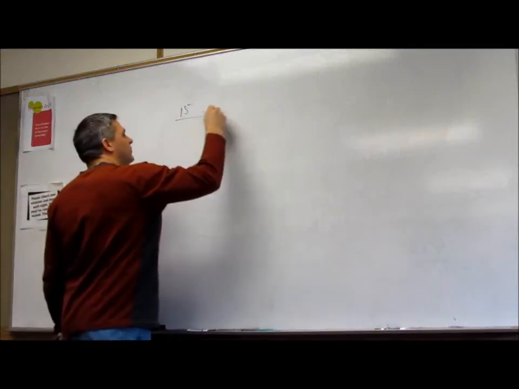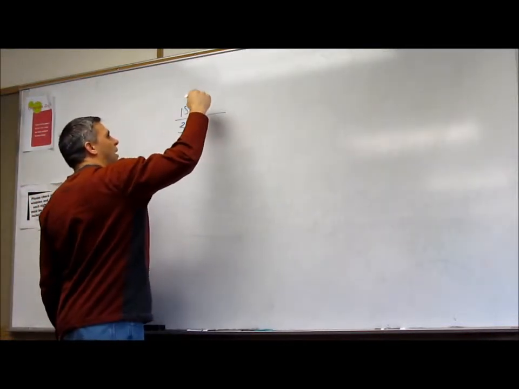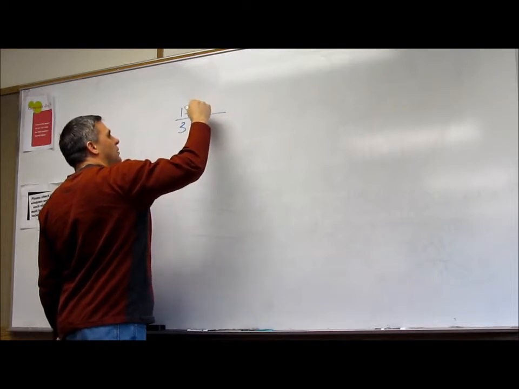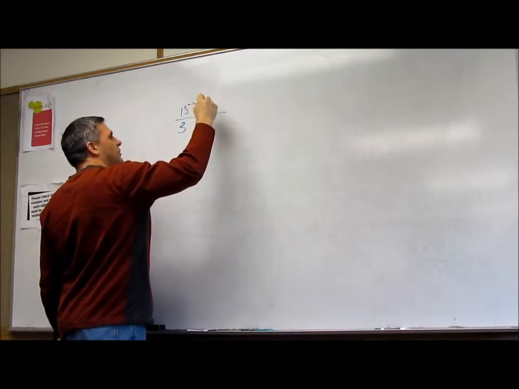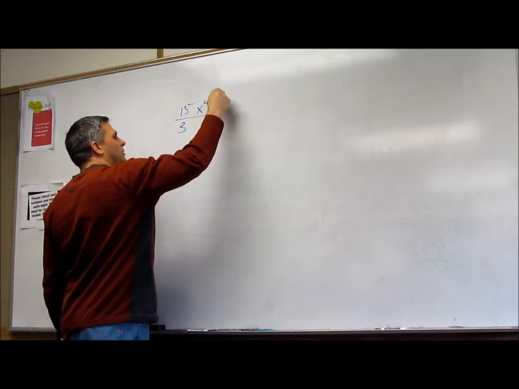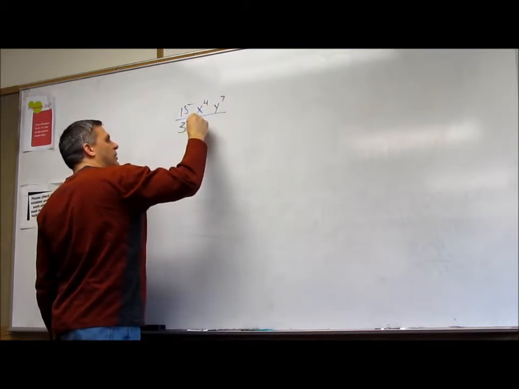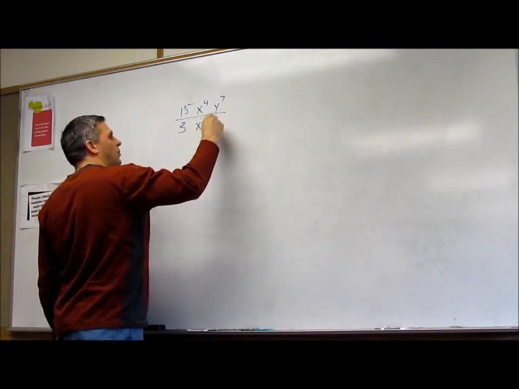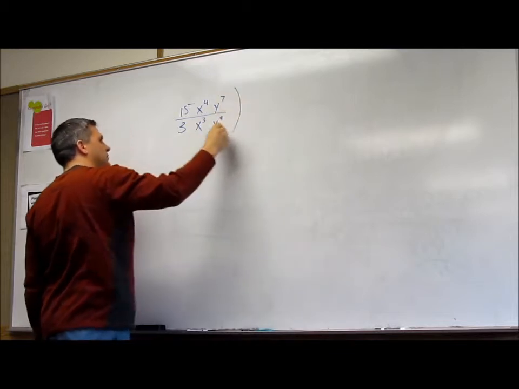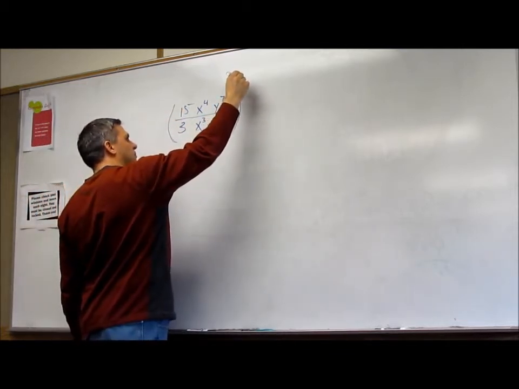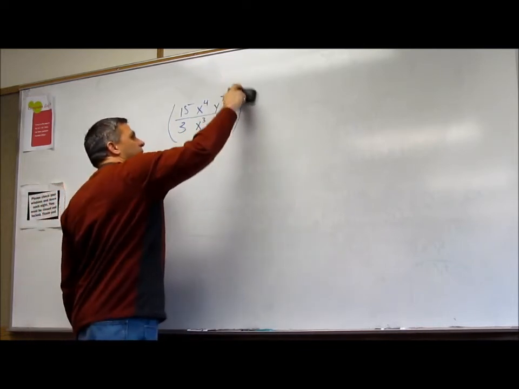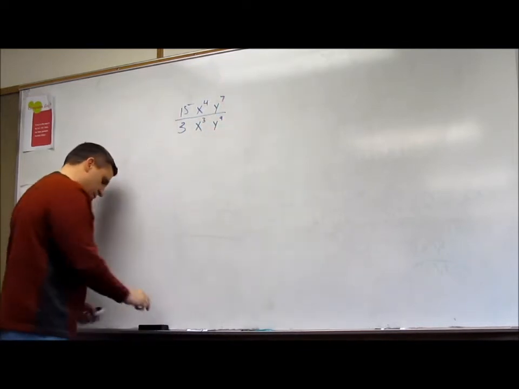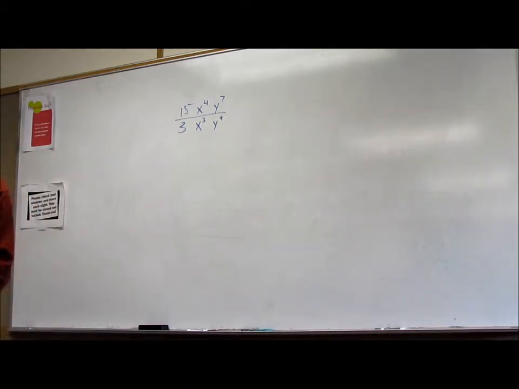15 over 3 times x to the 4th times y to the 7th over x to the 3rd y to the 9th. Let's just do that one first, and then we'll make it a little tougher. Okay?